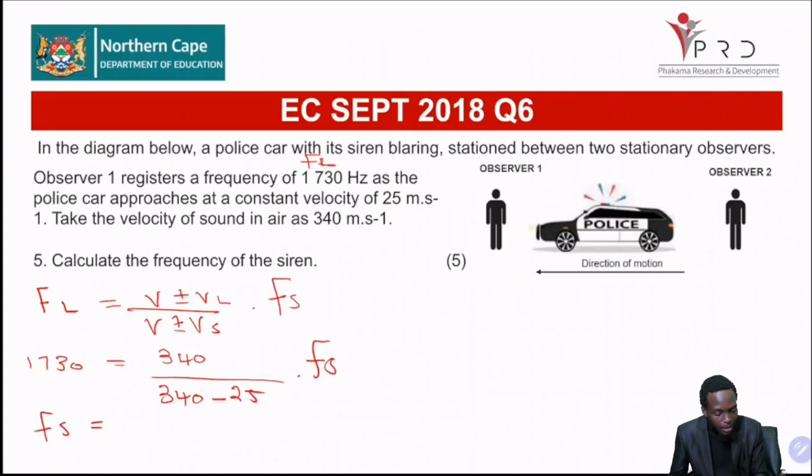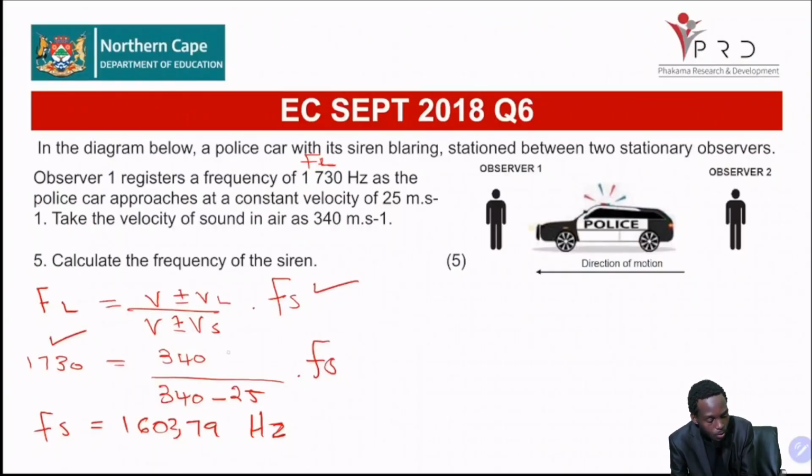And then Fs in hertz, we'll work it out: 1730 multiplied by (340 minus 25), all of this divided by 340. Then our frequency of the siren is 1602,79 hertz, and then 5 marks. Probably going to be marked like this. 1 mark for the formula picked up from the data sheet. 2, 3, 4, and then the 5th mark is for the final answer rather.